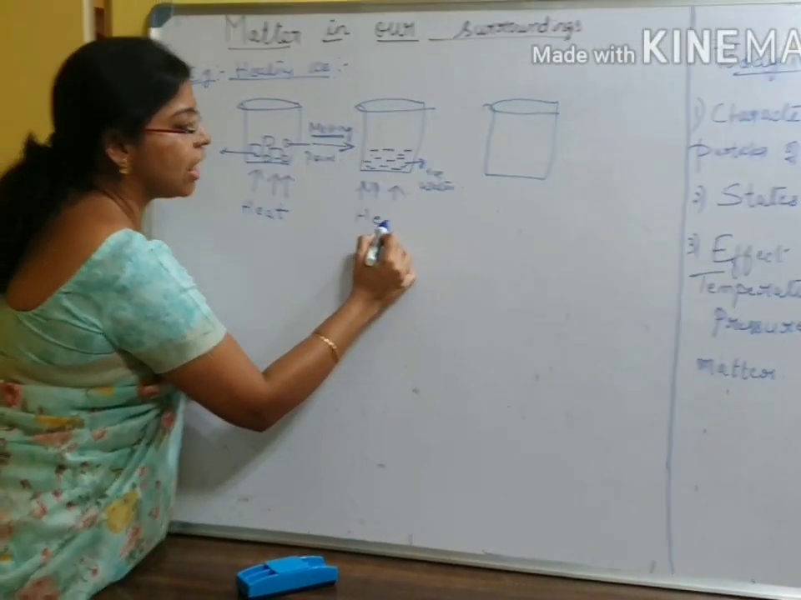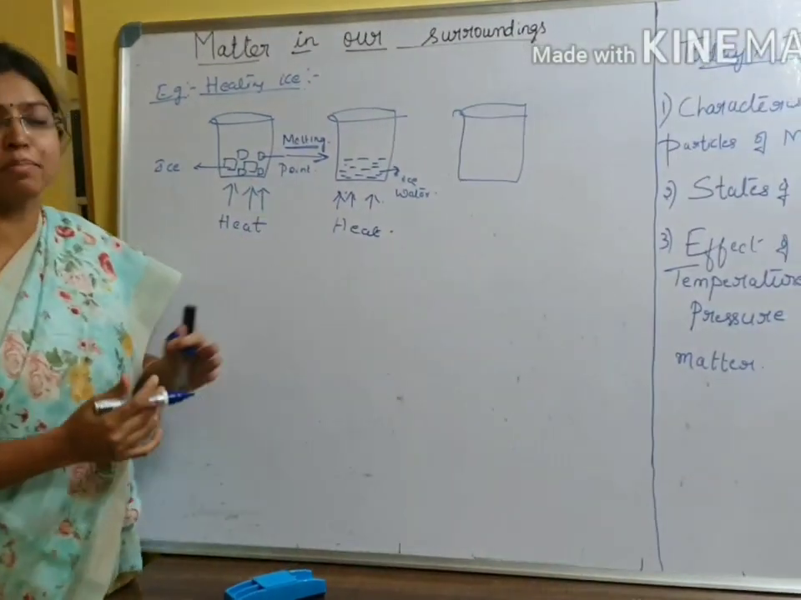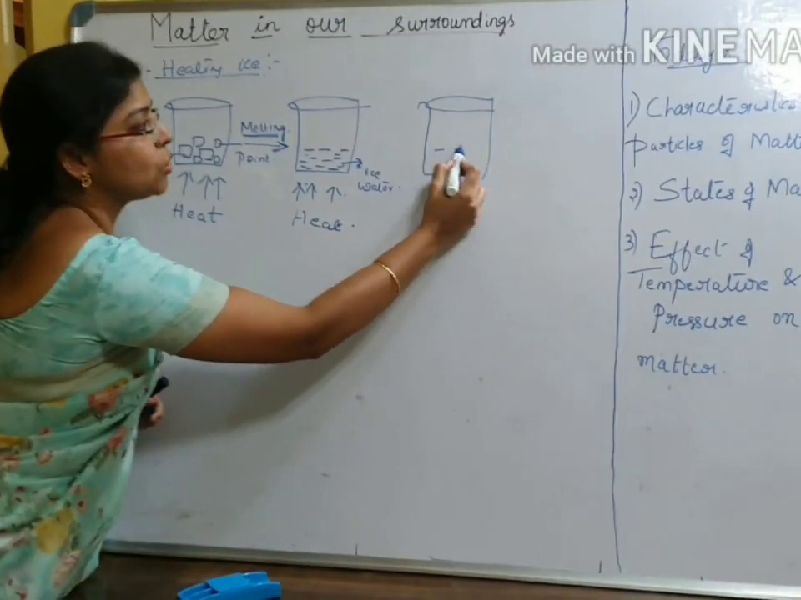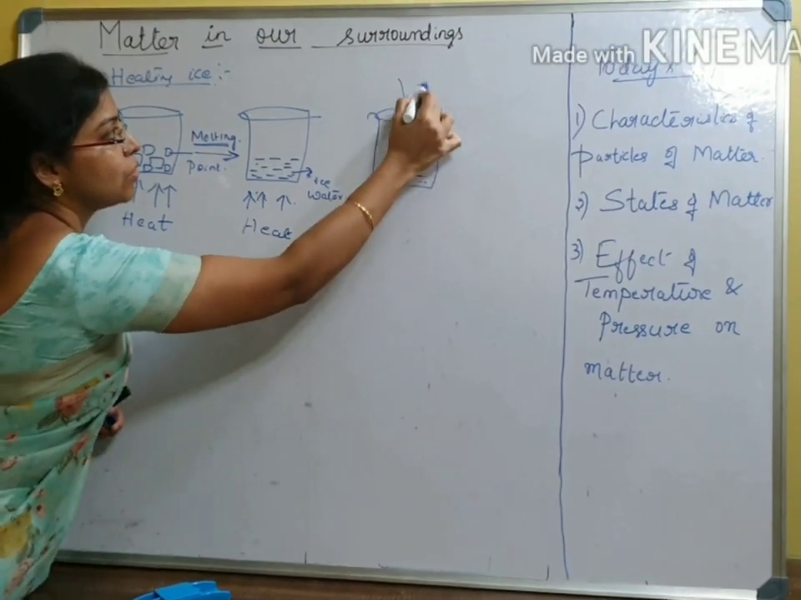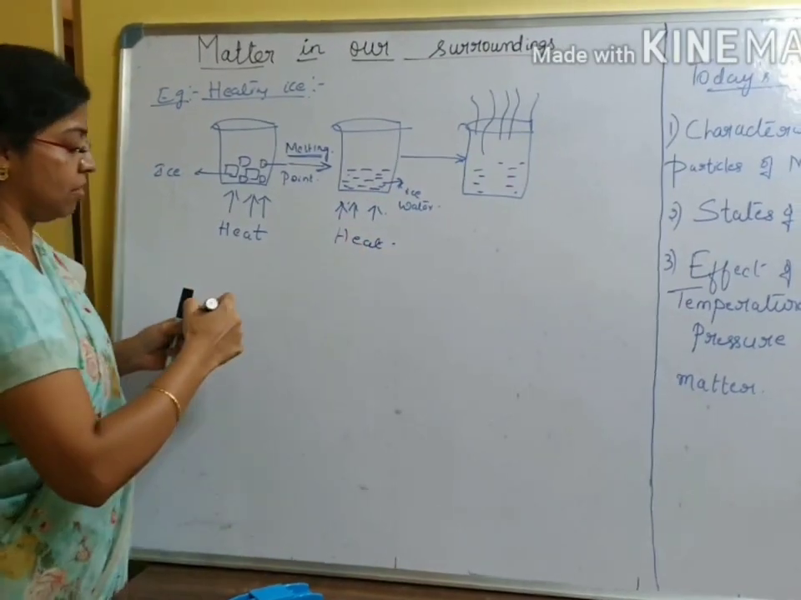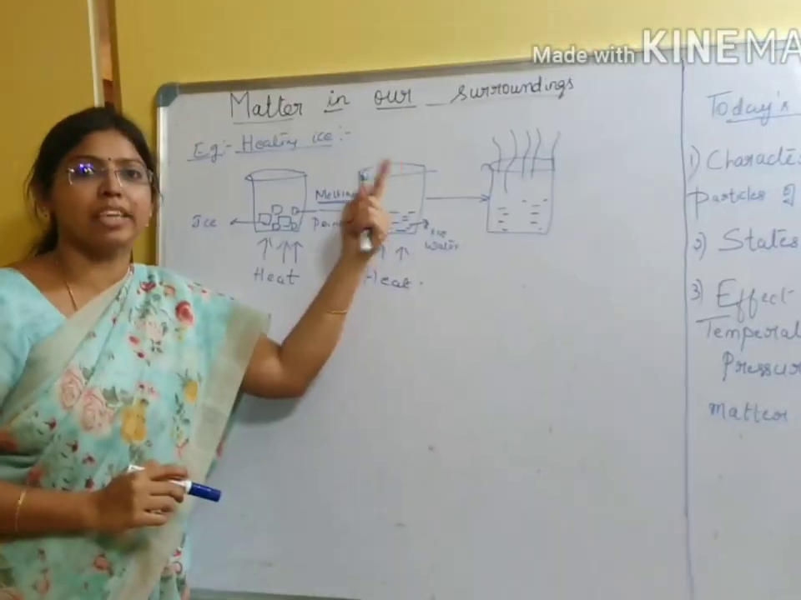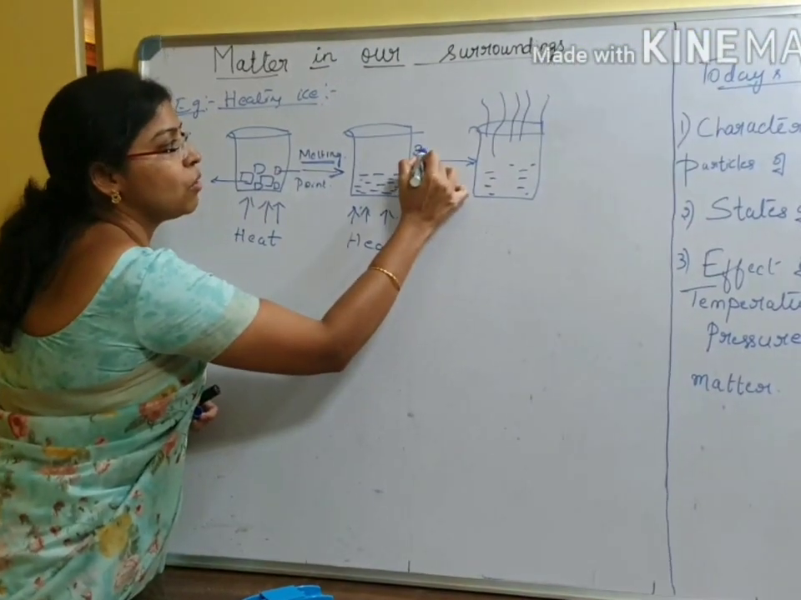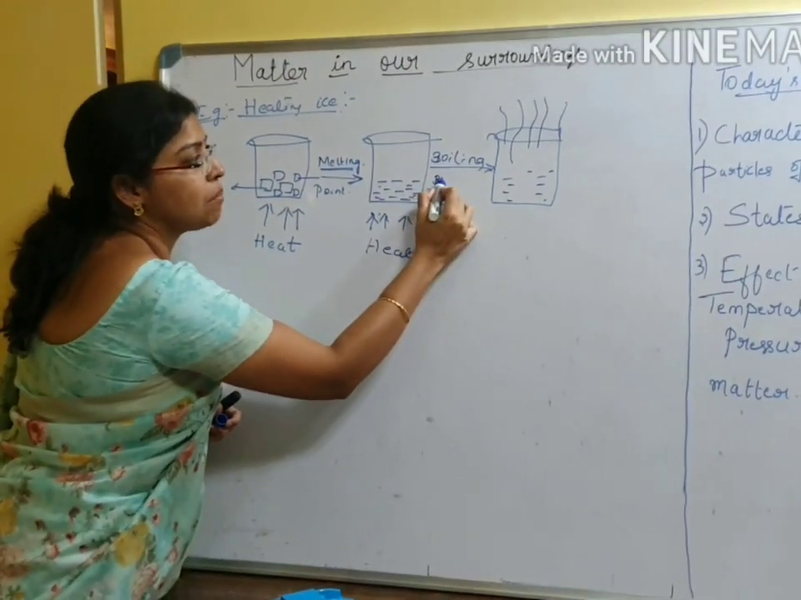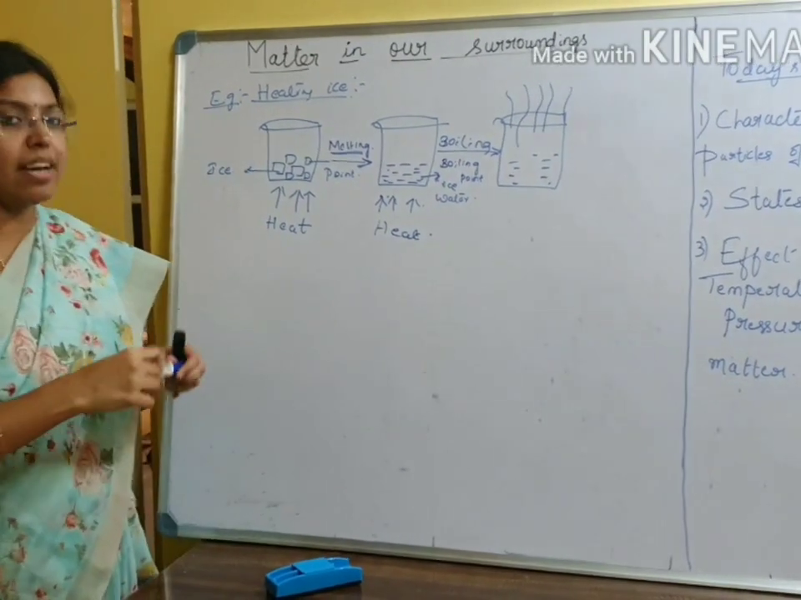What happens to the ice water? Again, the temperature increases and the intermolecular space increases. The force of attraction reduces. The liquid will get converted to vapor. Before the ice water gets converted to vapor or the gas form, what is it going through? Boiling. The water has to boil, and the temperature at which the water or the liquid boils is called the boiling point.